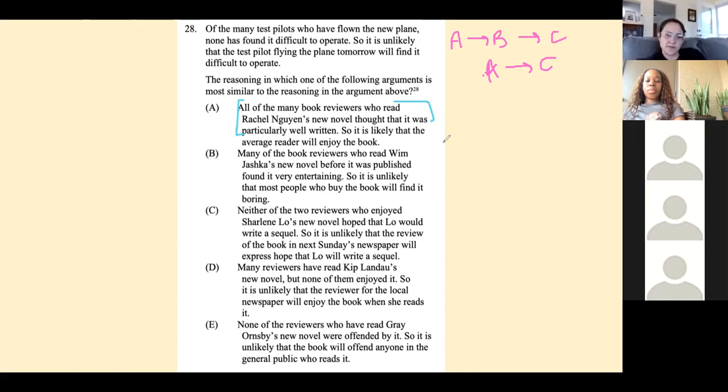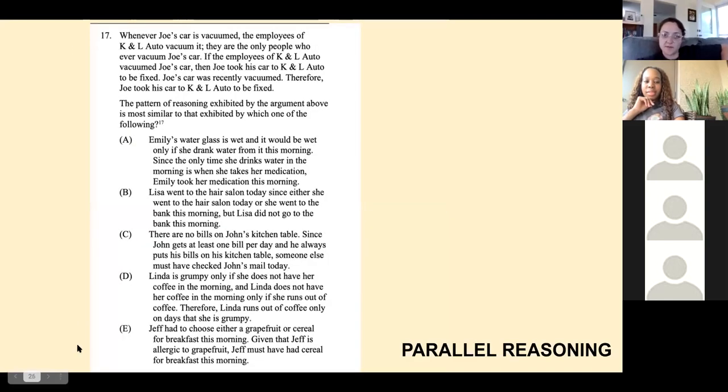Wait, sorry, I'm just confused. Did we read this stimulus yet? Oh, I'm sorry, I must have gone to the wrong one. No, that's okay. Here we go. There you go. I'm sorry. There, that's better. Okay, now I can focus.